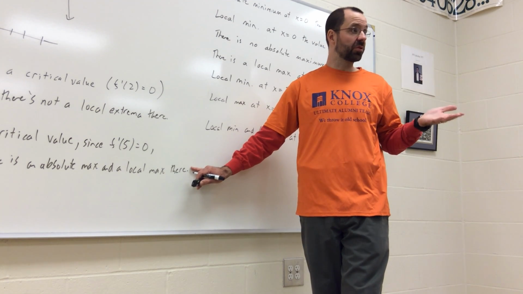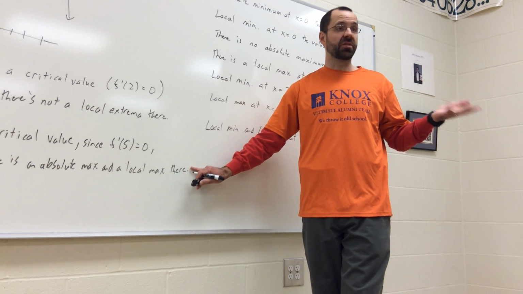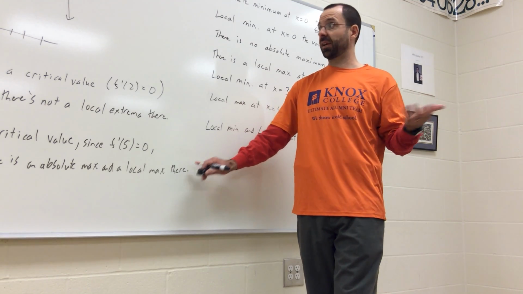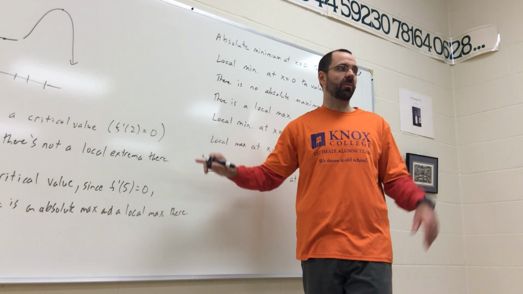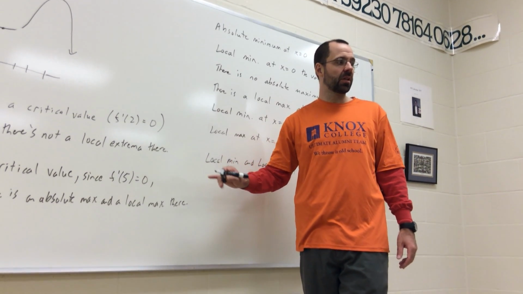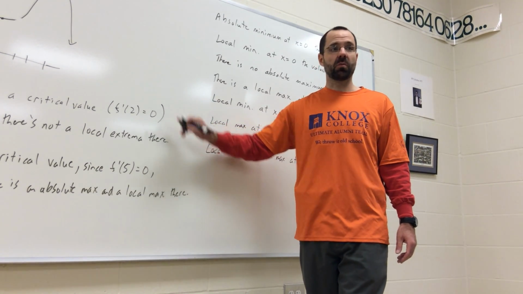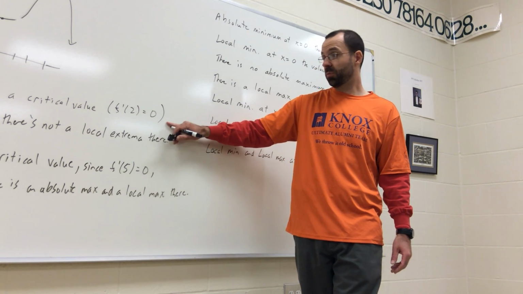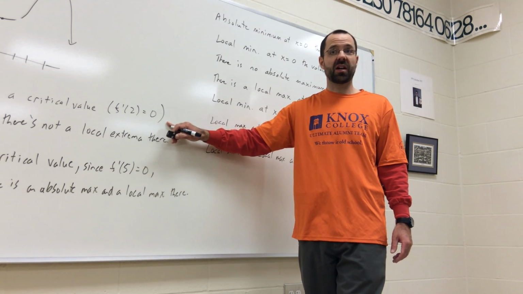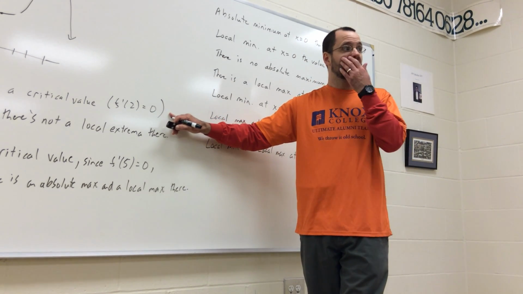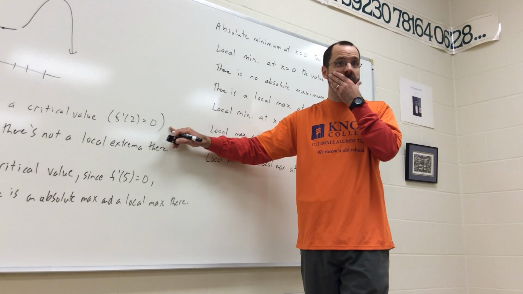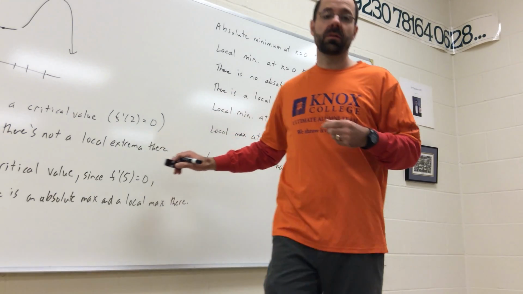Okay, so critical values are important because there might be local mins and maxes there. The graph I erased here had a bunch of local mins and maxes at critical values. But this is just further driving home the point that maybe there will be an extreme value there, but maybe there won't. All right.